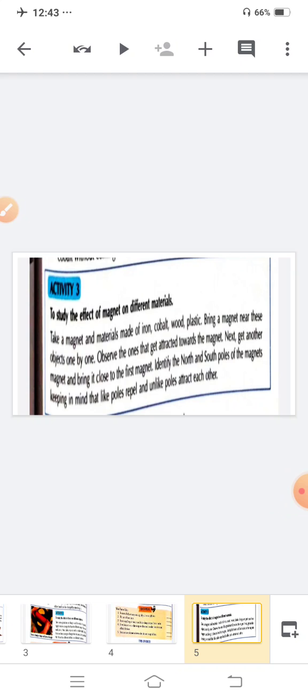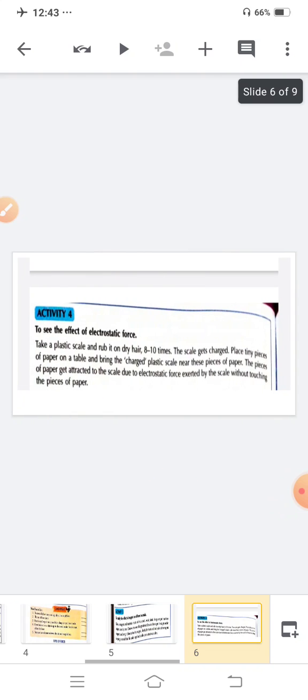Next, take another magnet and bring it close to the first magnet. Identify the north and south pole of this magnet, keeping in mind that like poles repel and unlike poles attract each other. Clear? Now activity fourth.